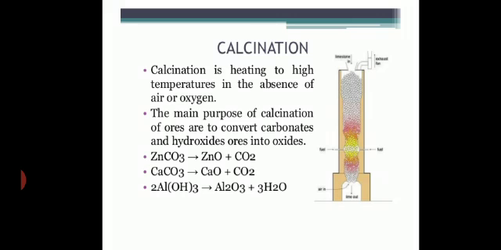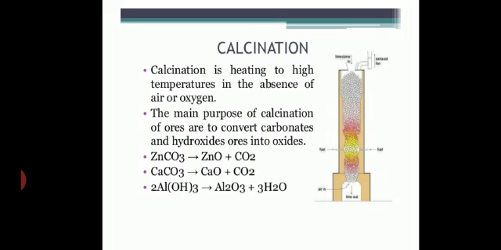The picture we can see is the calcination process that is being shown here. Calcination is heating of the ore at a high temperature in the absence of air or oxygen, below its melting point. The main purpose of the calcination of the ores is to convert the carbonate and hydroxide ores into their oxides. That means we convert them to their oxides during calcination.